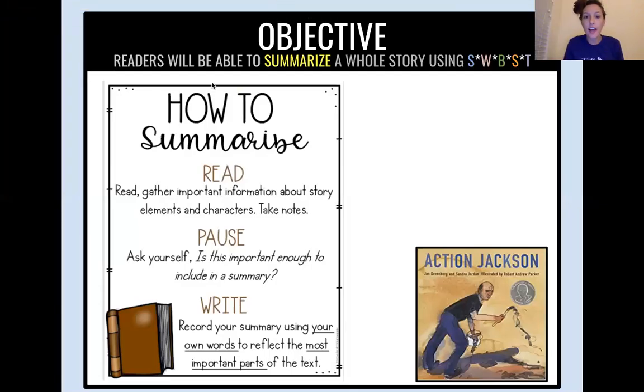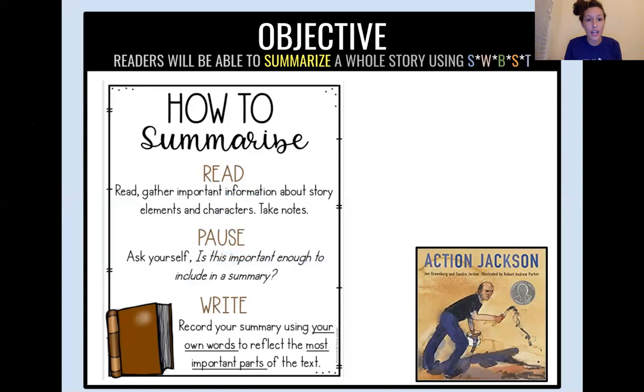All right, friends. So in the last video, we saw this chart to tell us how we summarize, how we tell the most important parts of the story again. And we said that while we read, we need to gather important information. While we read, we need to pause and ask when we're thinking about what information we need to summarize, is this important enough to include in the summary? I don't know. So let's practice together figuring out what's important when we summarize.